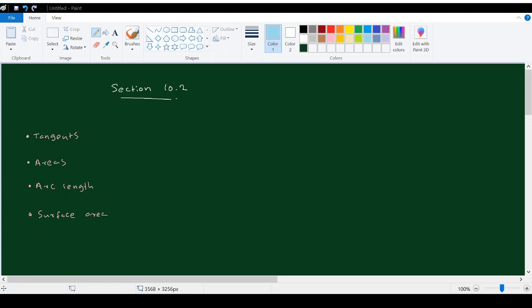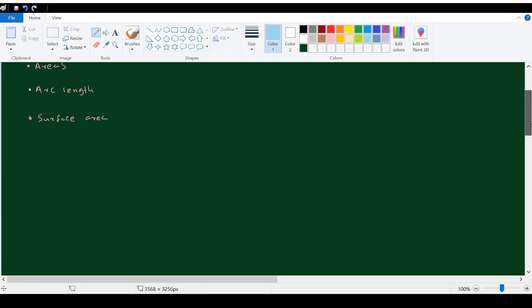In this section, we focus our attention towards tangents, areas, arc length and surface area when the curve is represented in a parametric format. So, first we will discuss the tangents. And for the tangents, we basically need to know how to differentiate when a curve is given in its parametric format. For example, let's take this one.